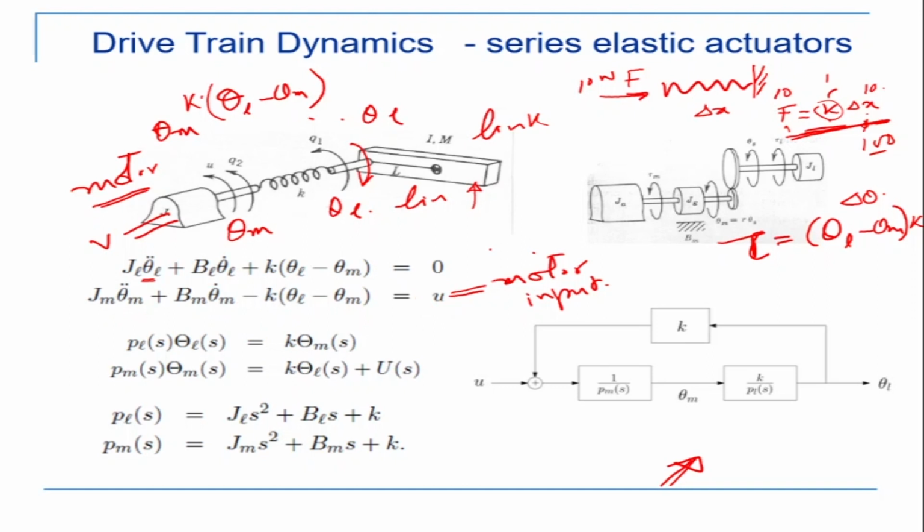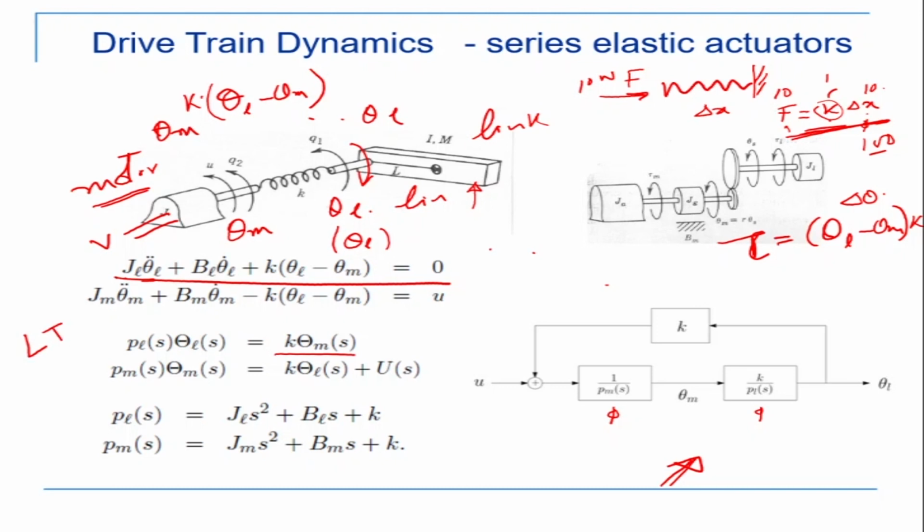Okay, here there are two equations. So there are two, PMS from the motor side and PLS from the link side. So PLS into theta LS is equal to K into theta MS. From this equation, I put all the theta L's on the left hand side after taking the Laplace transform, and theta M on the right hand side. So on the right hand side, there's only one theta M. So PLS into theta LS is equal to K into theta MS.